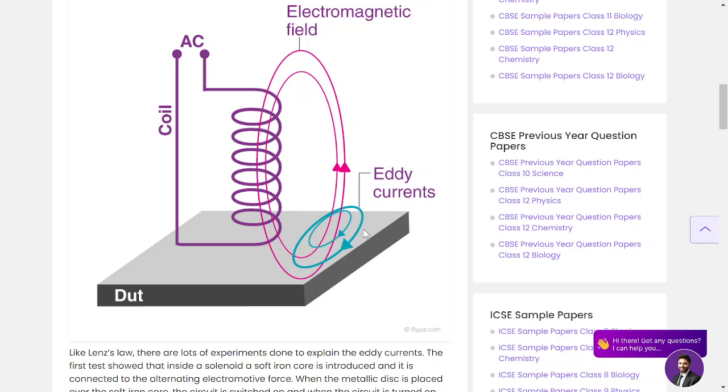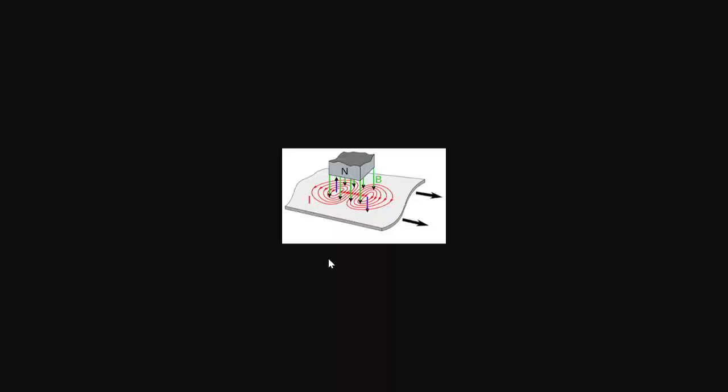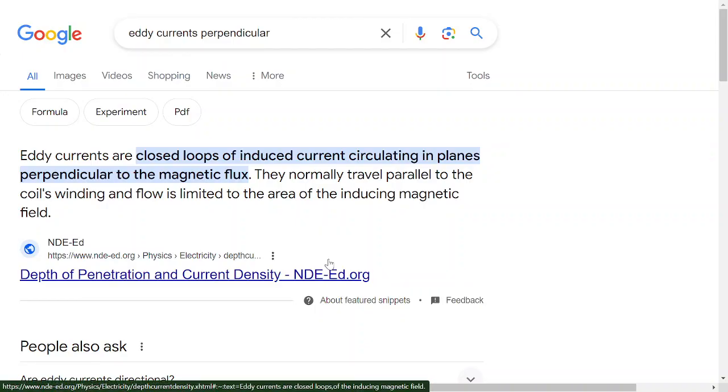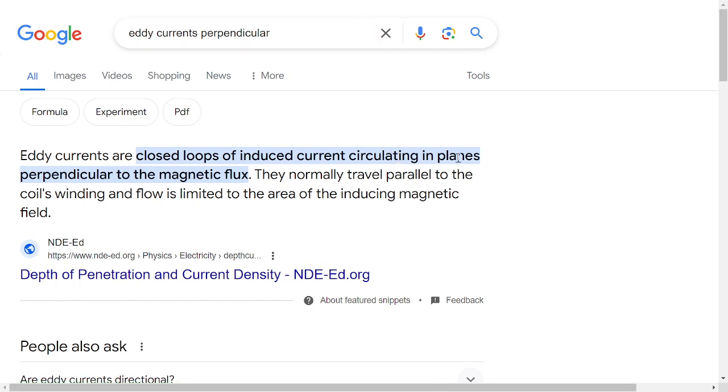So, how are galaxies generated? They're generated by eddy currents perpendicular to an electromagnetic field. So there's the electric field, there's the magnetic field, and there's the eddy current on a plane perpendicular to this. Eddy currents are a closed loop of induced current circulating in planes perpendicular to the magnetic field. They normally travel parallel to the coil's winding, and flow is limited to the area of the inducing magnetic field.